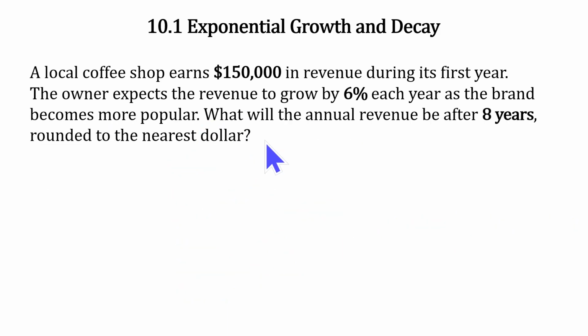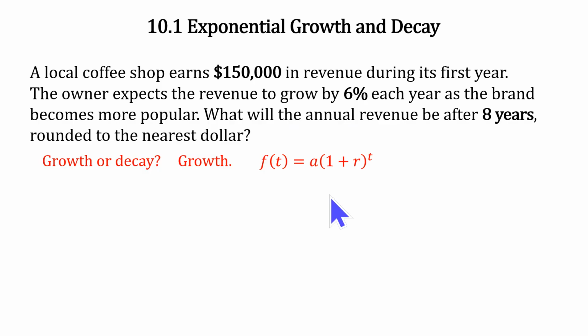A local coffee shop earns $150,000 in revenue during its first year. The owner expects the revenue to grow by 6% each year as the brand becomes more popular. What will the annual revenue be after 8 years, rounded to the nearest dollar? So is this growth or decay? It tells us growing by 6%, so growth.